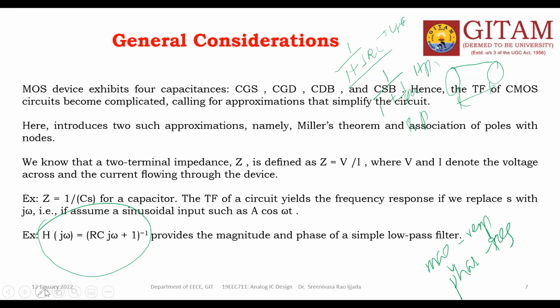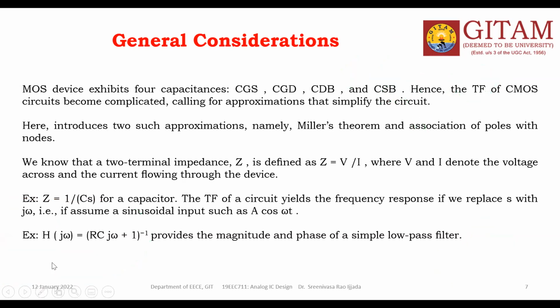Okay, so that is the story of what we are going to do here. So once again, I am going to tell you about the MOS device. If you consider the MOS device, it has four terminals, so it can exhibit four different types of capacitors. Whenever the MOSFET is associated with all these capacitors, equivalent circuit analysis is very difficult. So we must simplify this complicated circuit by using some approximations. The most popular one we use is Miller's theorem.